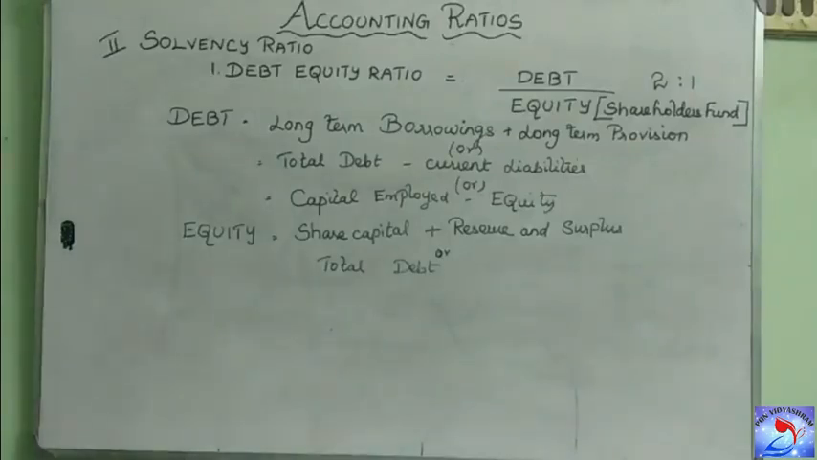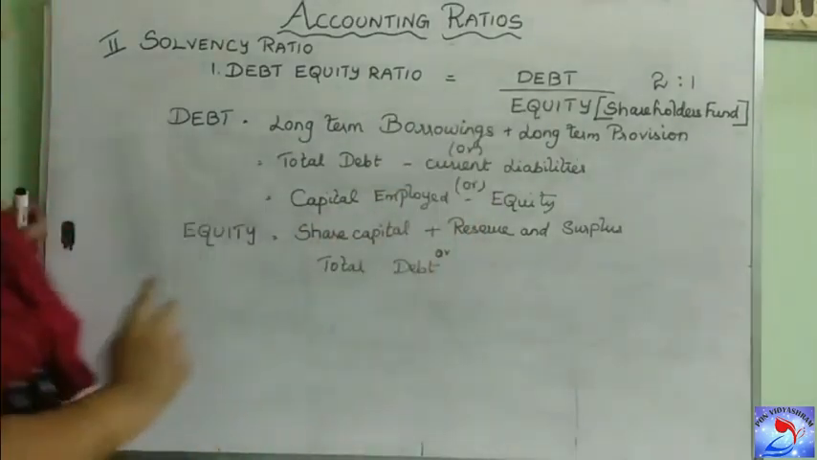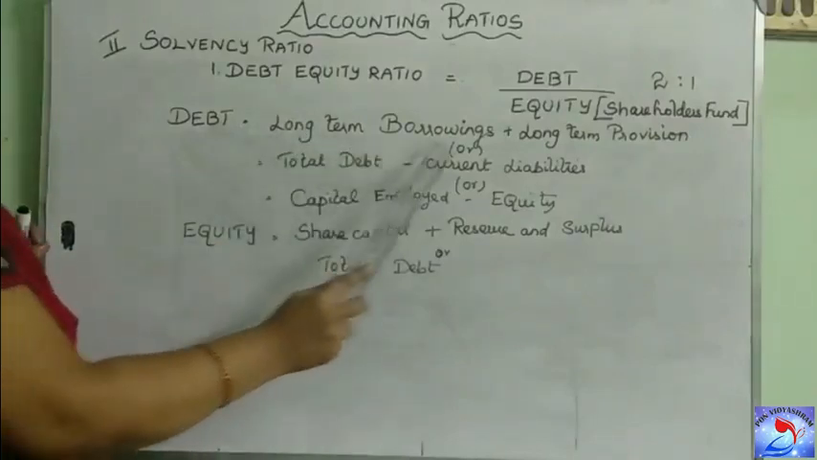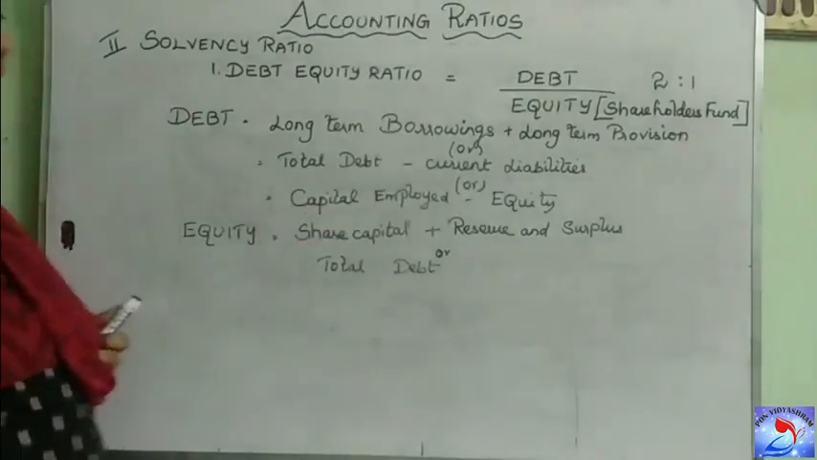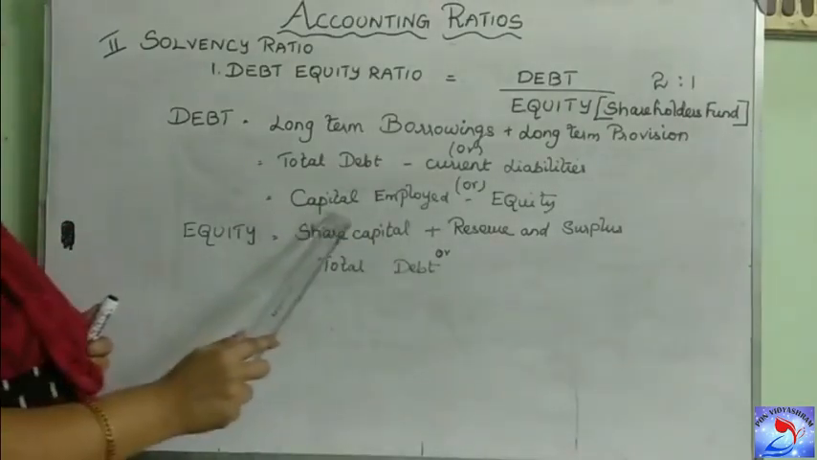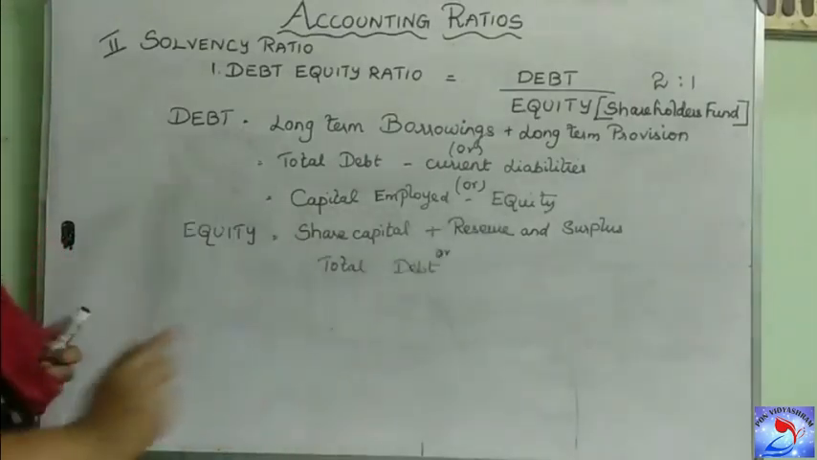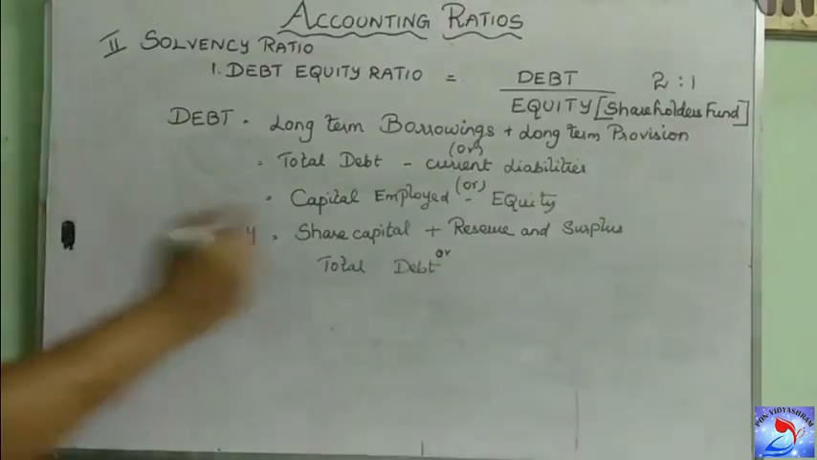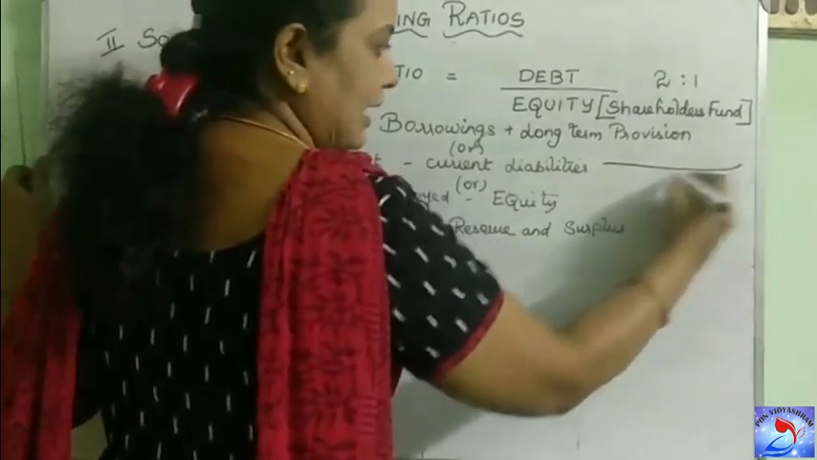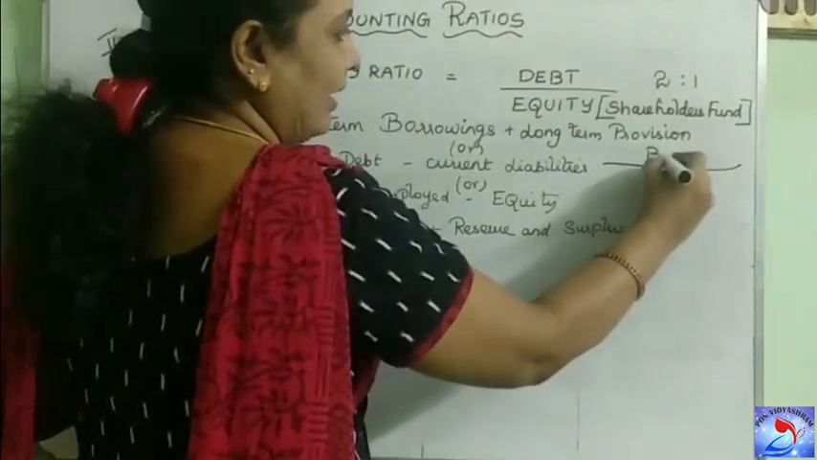So, how will you calculate debt? Debt means long-term borrowings plus long-term provisions, or total debt minus current liability, or you can compute it as capital employed minus equity. I know, children, it is very difficult to memorize everything, but if you understand it logically, it will be very useful for you. For simple understanding, I will give you the picture of the balance sheet.